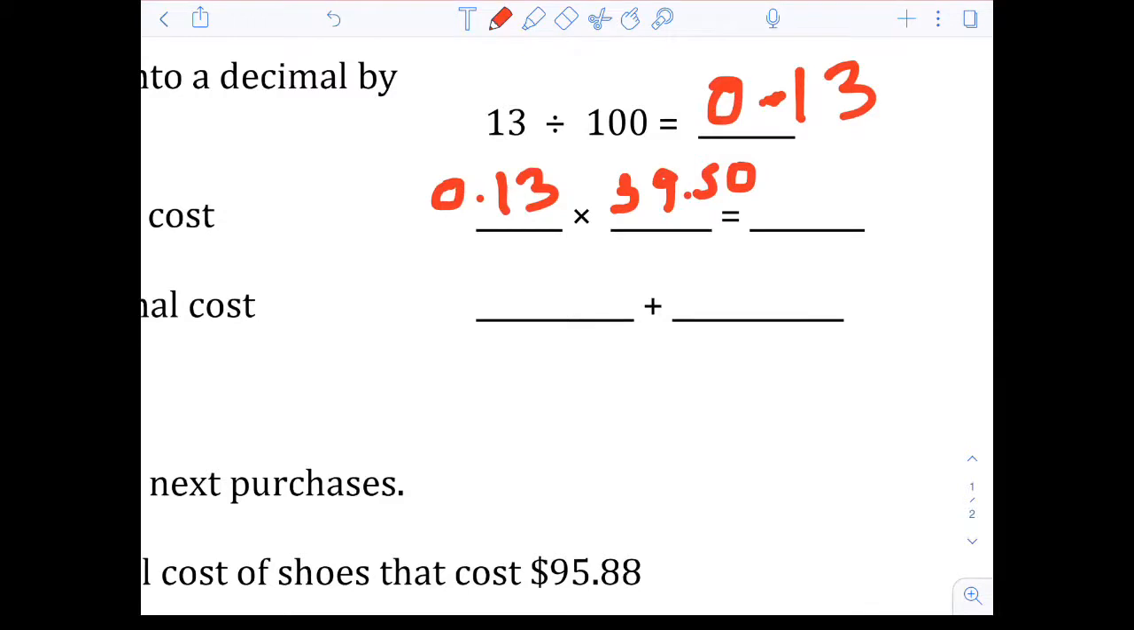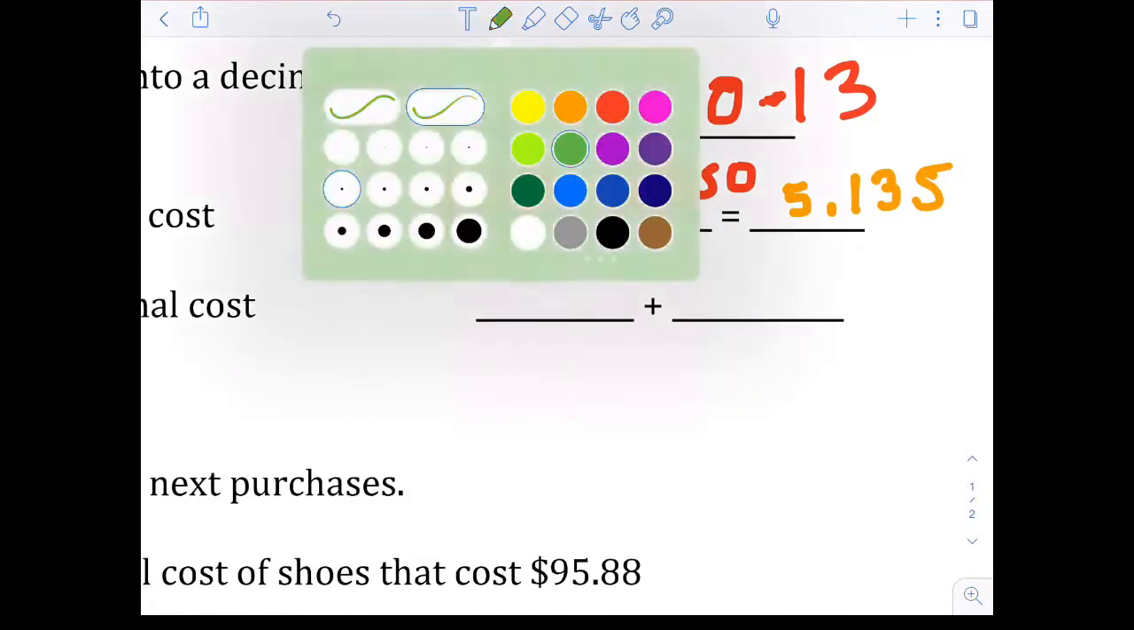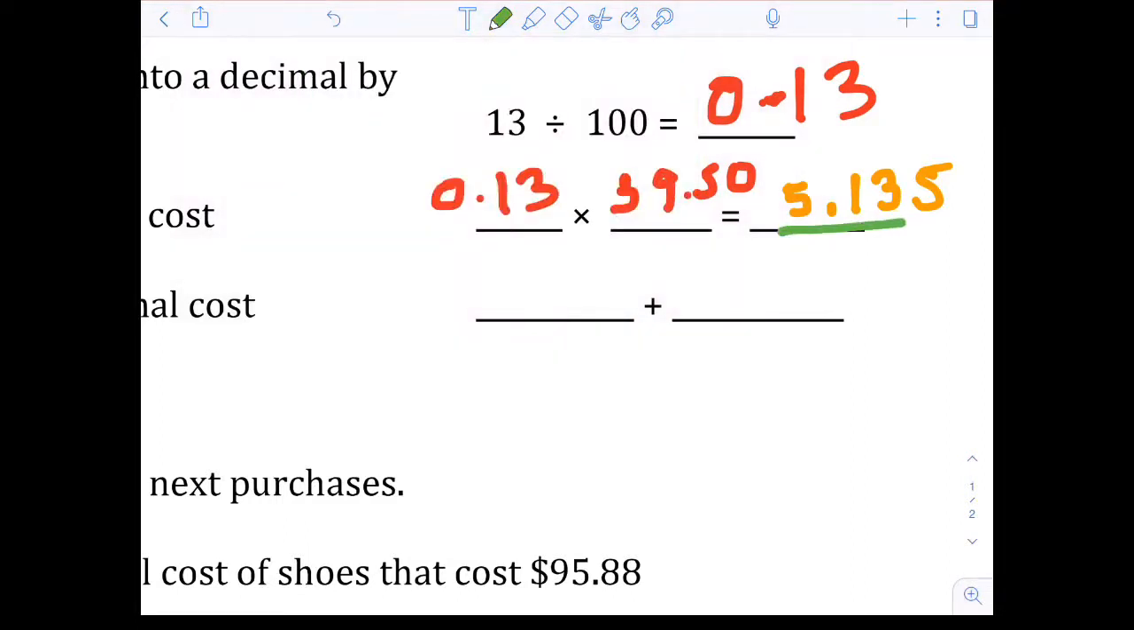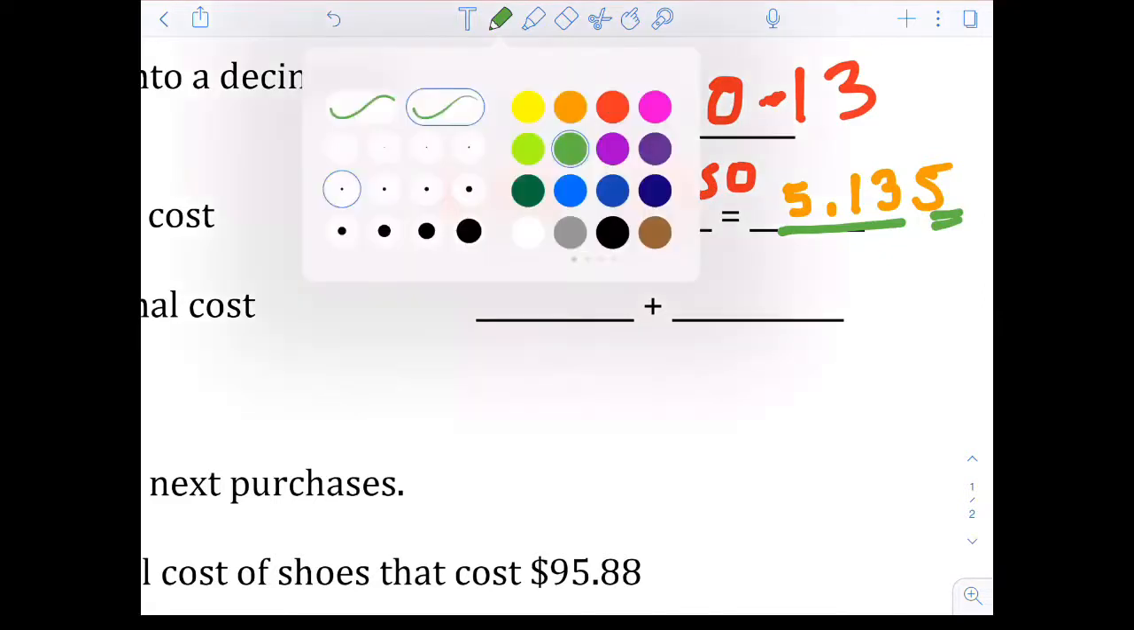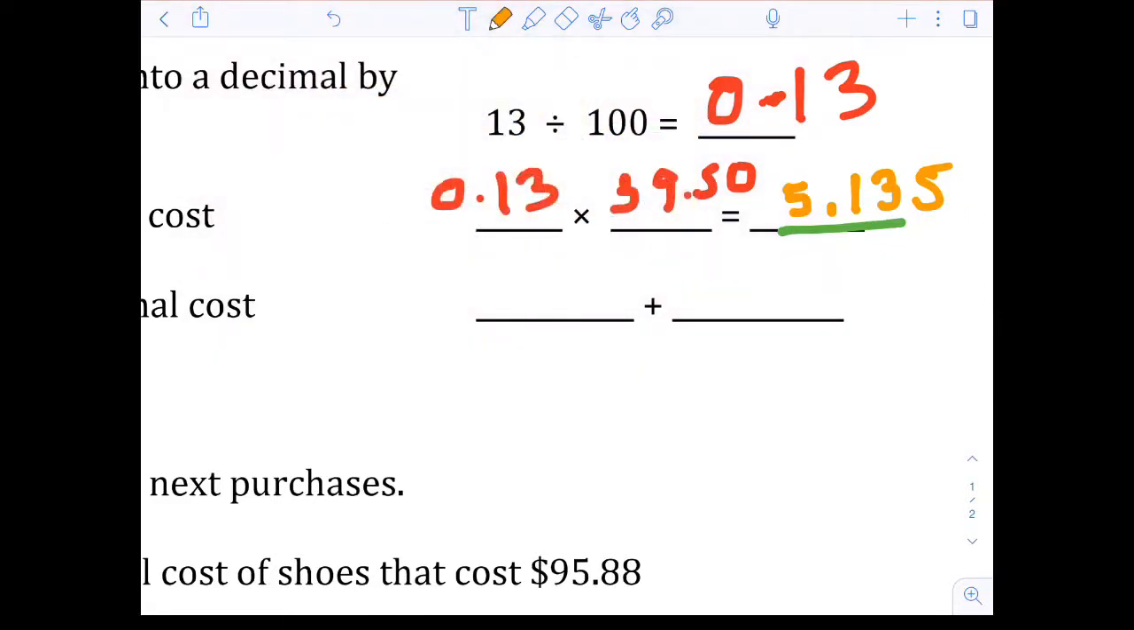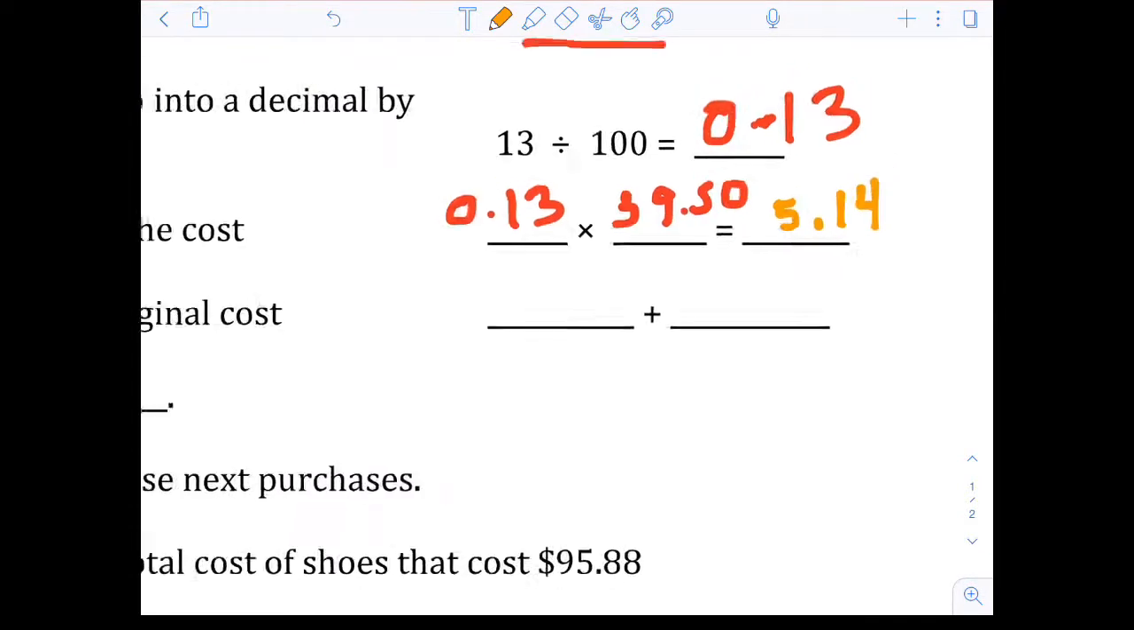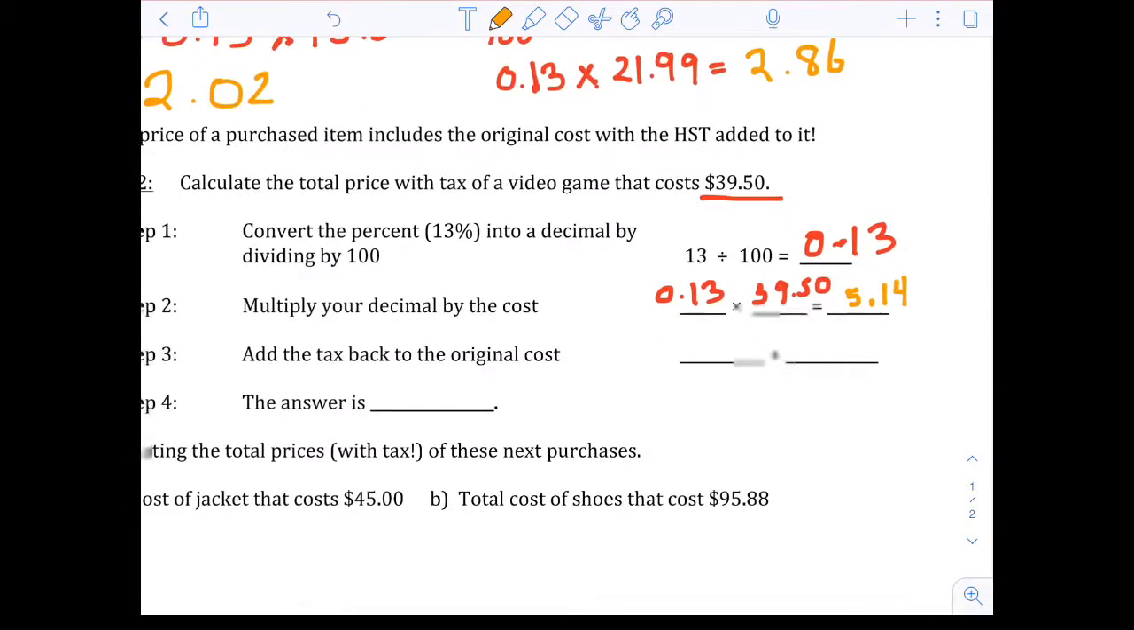39.50. Now keep in mind, once again, it gives me 5.135. But we know that money is only 2 decimal places. So that 3, you're probably saying to yourself, it has to go to 4 because the number that follows is 5 or bigger. If it was 4, 3, 2, or 1, that 3 would stay the same. So we're going to back this up and we're going to put it as 4. So that's the tax. The tax that we're paying is $5.14.